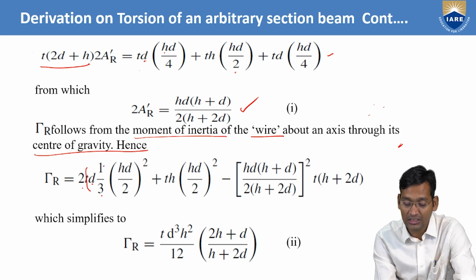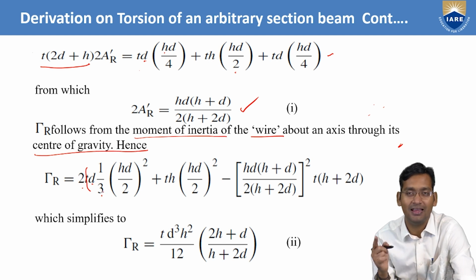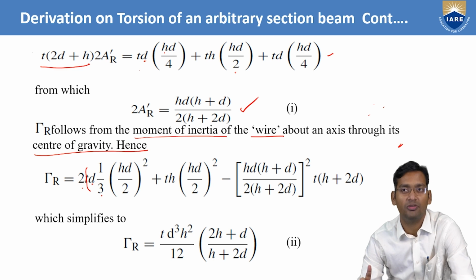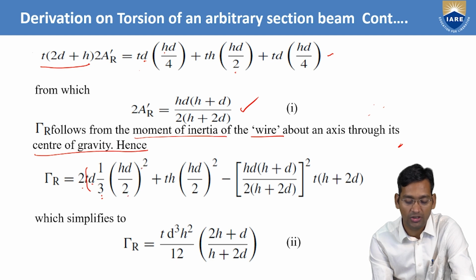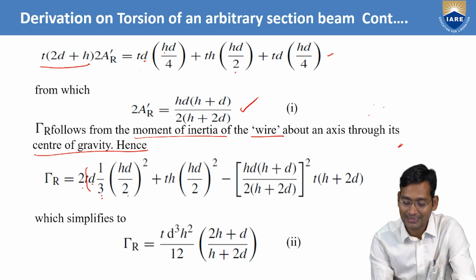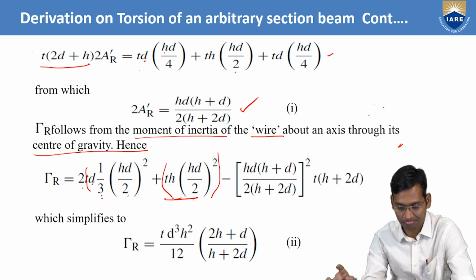Okay, PD into 1 by 3, where it will act at one-third of this one, because it is a triangle. So the center of gravity will be at 1/3. That's why it is here at 1/3 into HD by 2 whole square. Okay. Next, TD, this is for the rectangular, so TH into HD by 2 whole square.